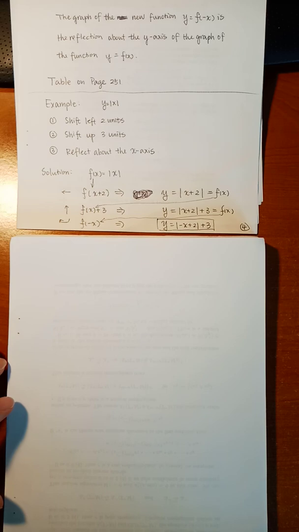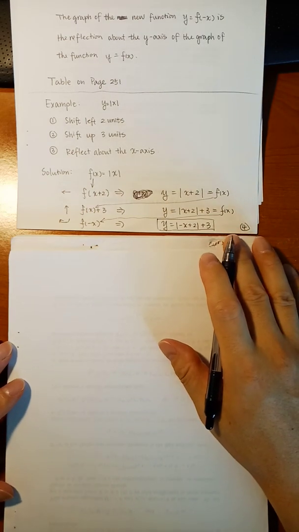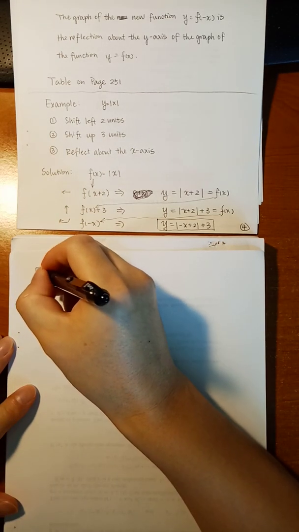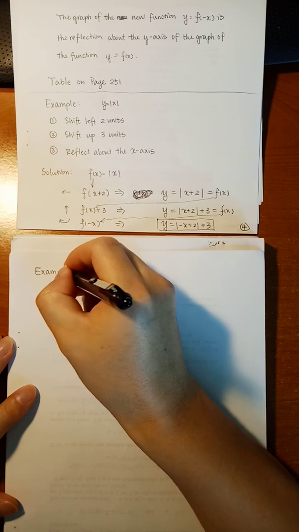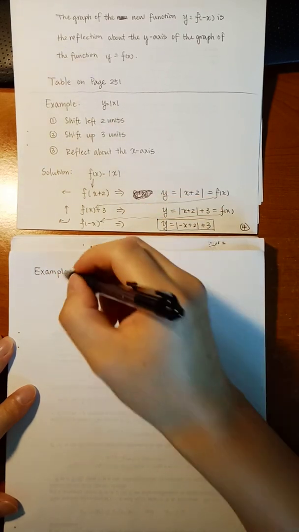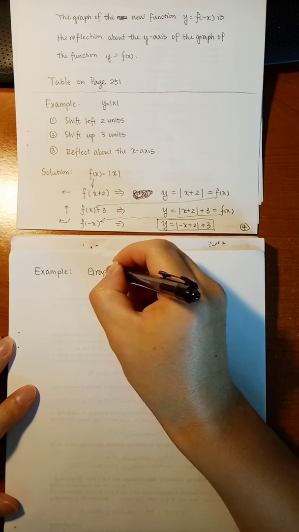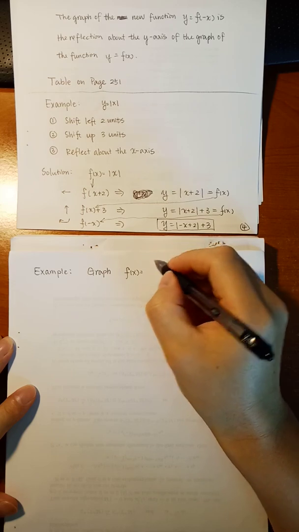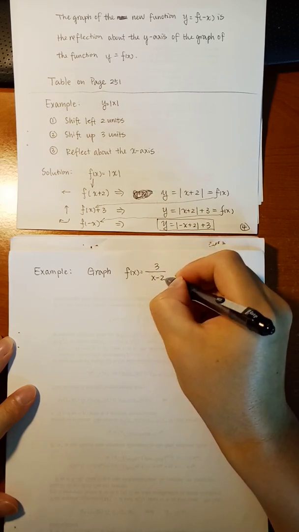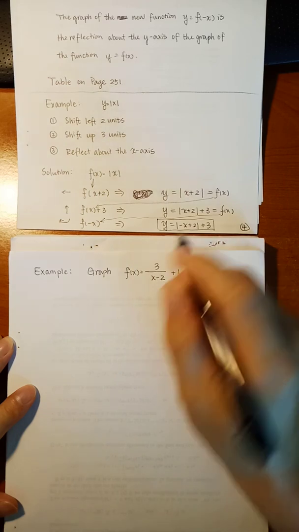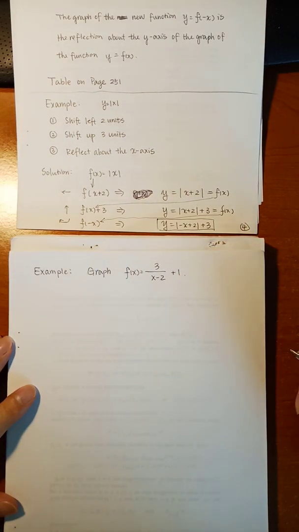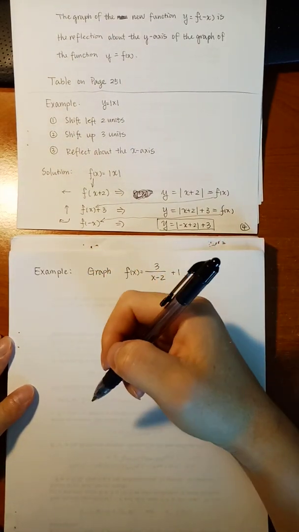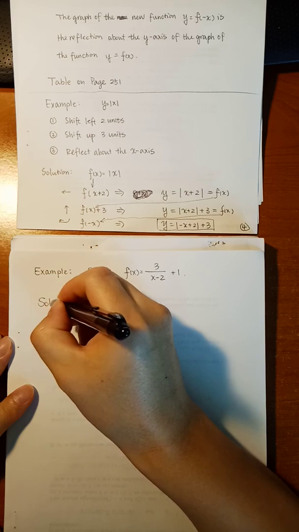Okay, let's try this example. Graph f(x) equals 3 over (x minus 2) plus 1. So how do we do it? We decompose it into several transformations.